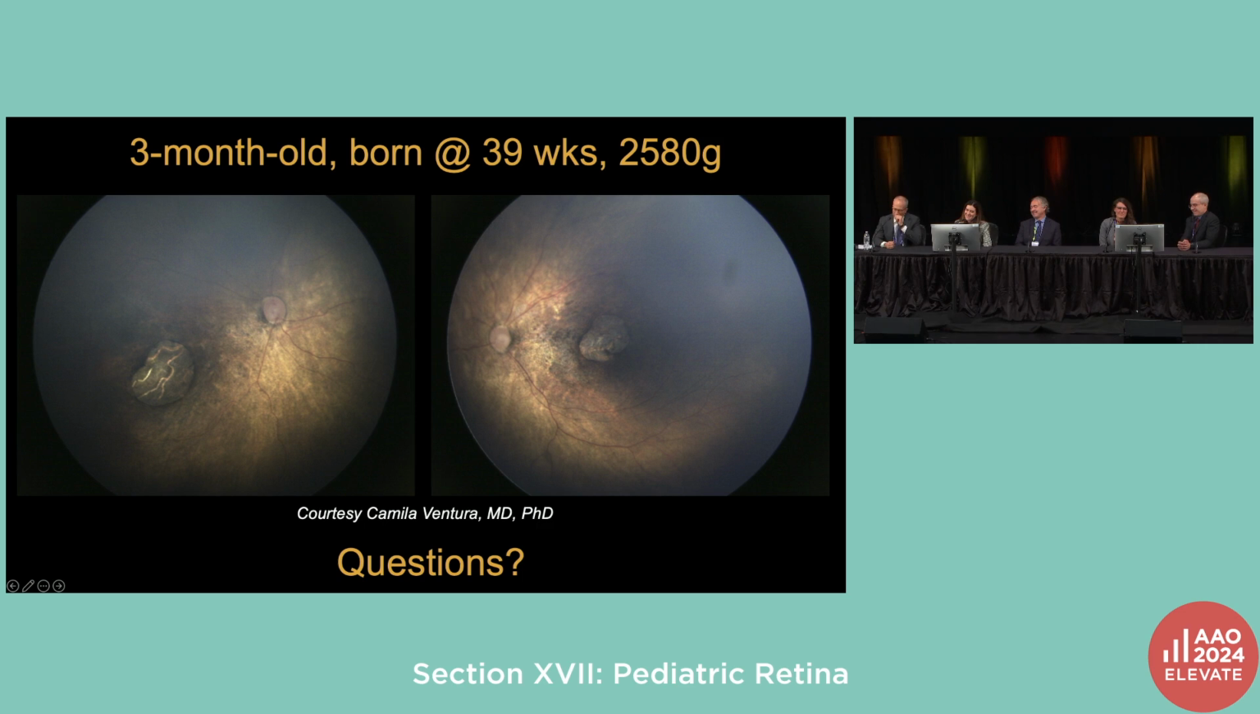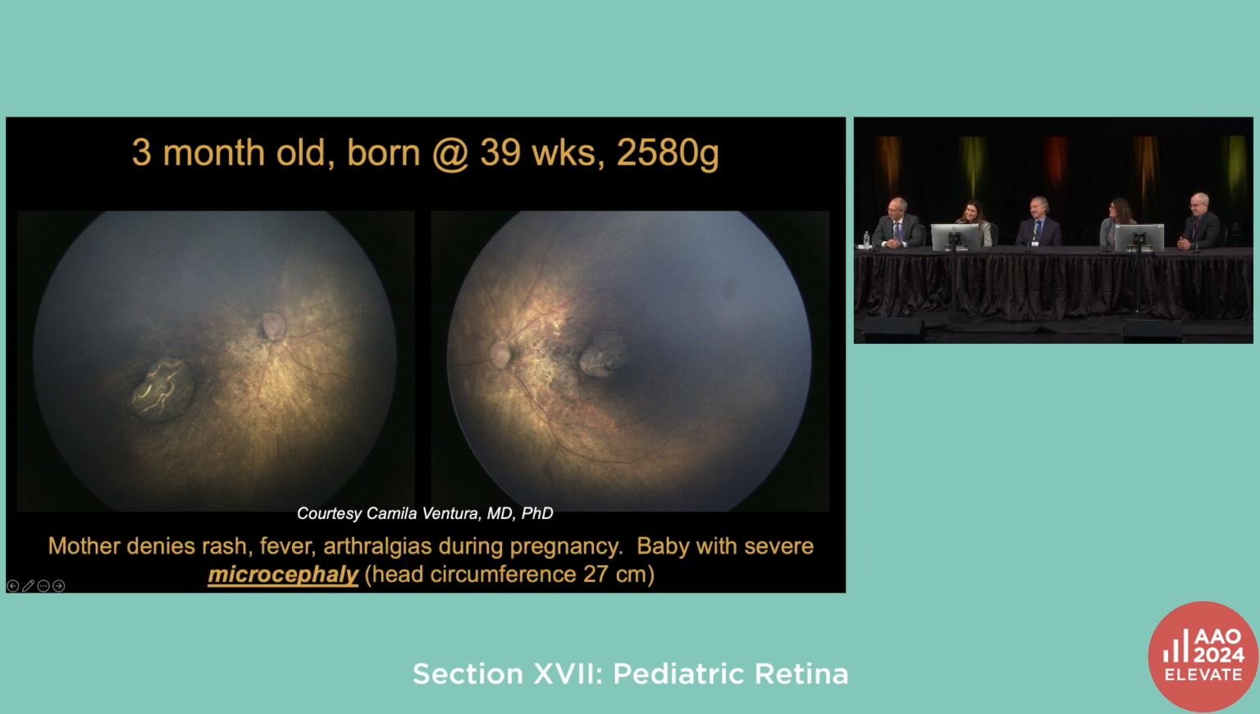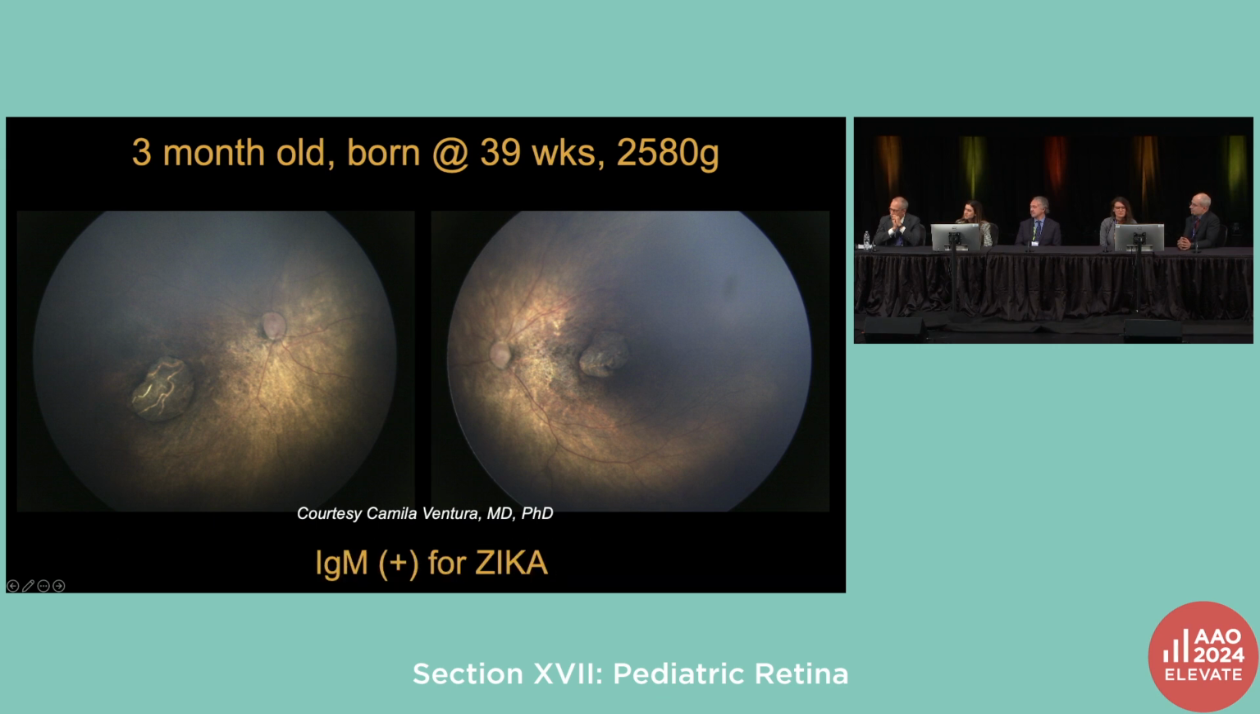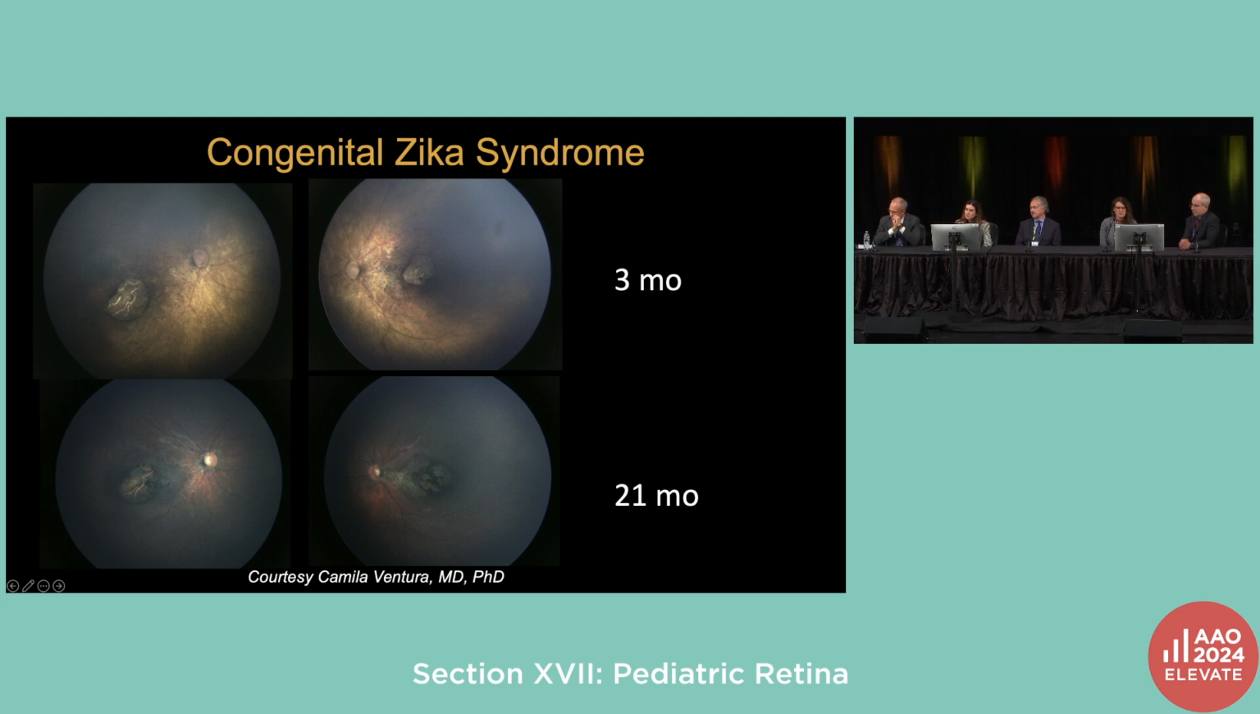So this is a case where the mother denies rash, fever, or arthralgias during pregnancy, but the baby has severe microcephaly, which is one of the telltale signs of congenital Zika virus infection, and this patient had a positive IgM for that. And 21 months later, Camila, can you comment on this?